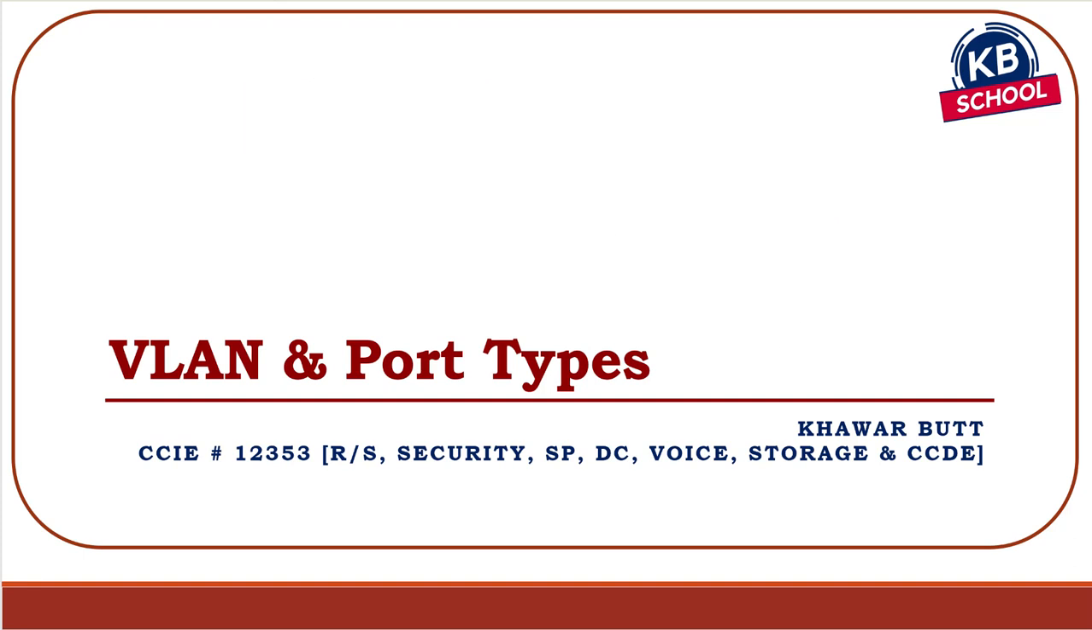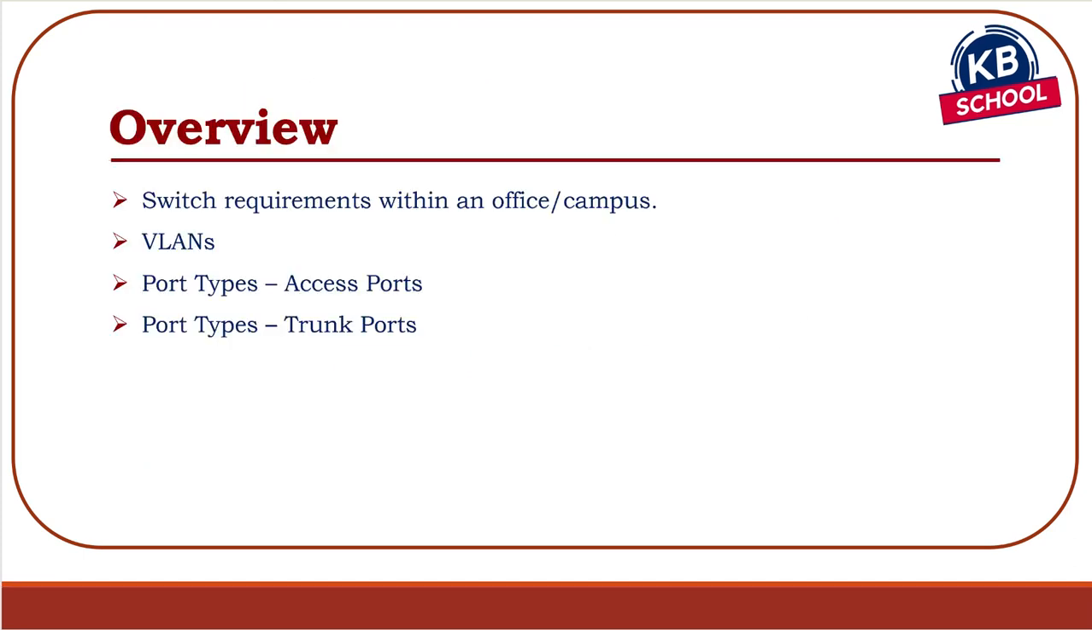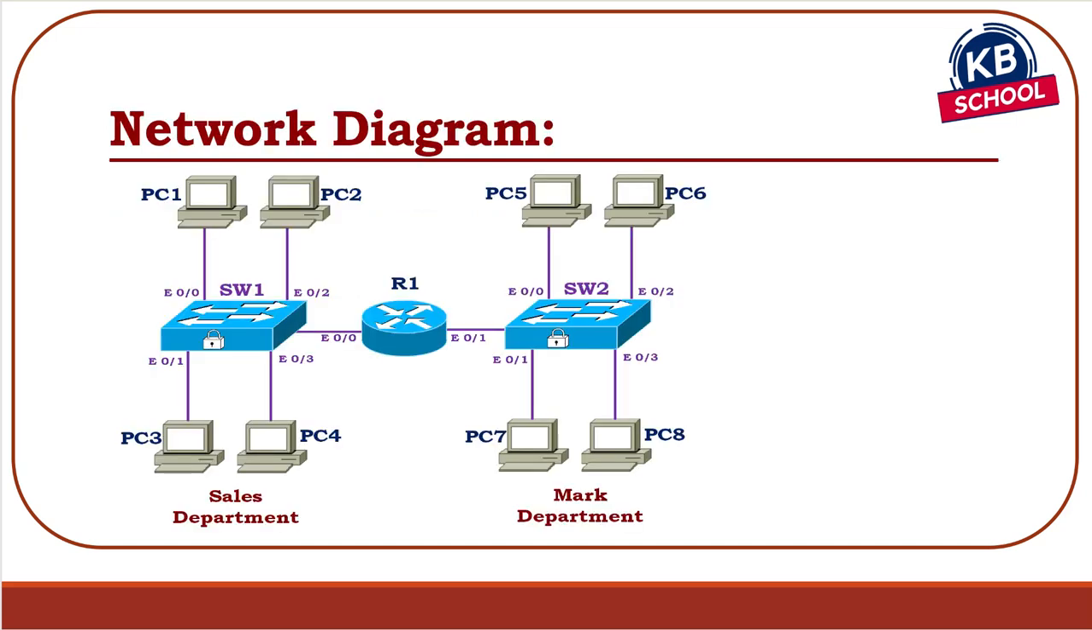The main topics, as I just said, we'll take a look at the switch requirements within an office and a campus environment. We'll take a look at what VLANs are and how they help us optimize our hardware. And then we'll take a look at the two types of ports on a switch that you configure once you have VLANs. So first thing, let's take a look at a typical network over here.